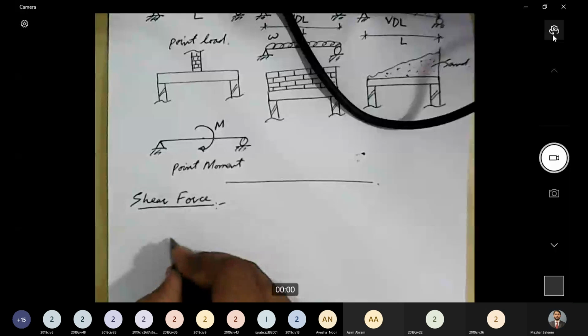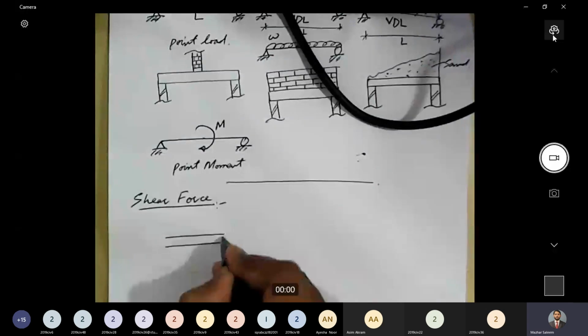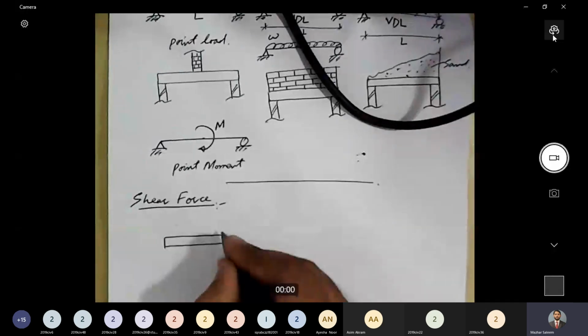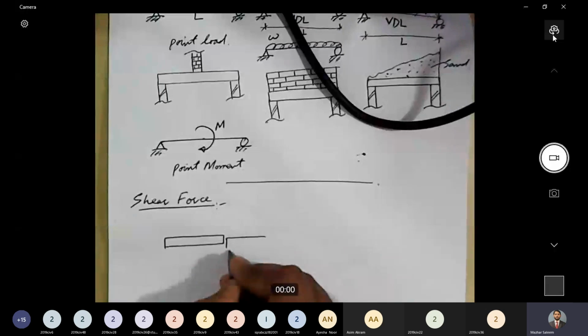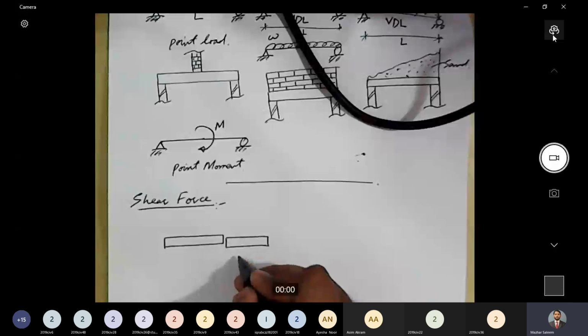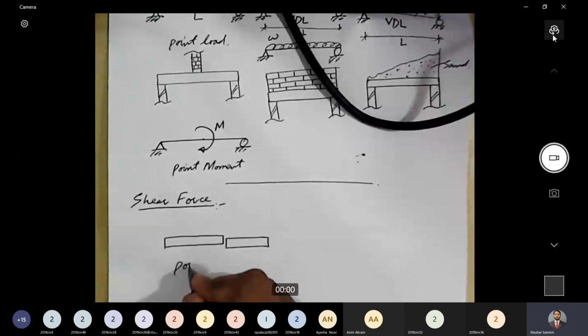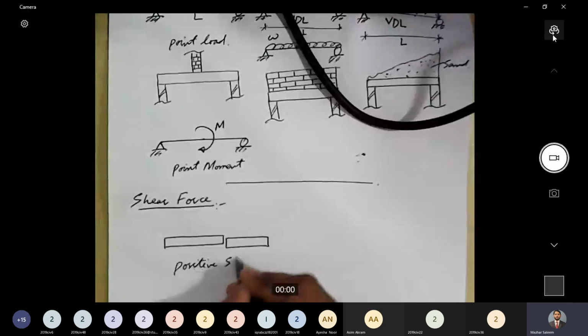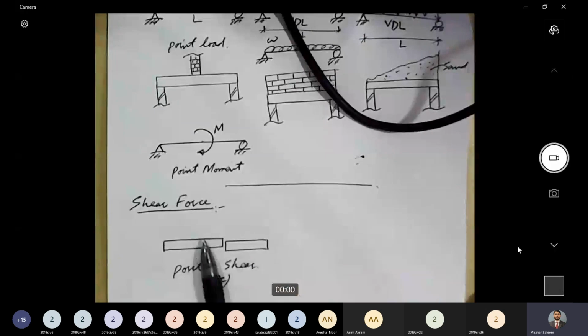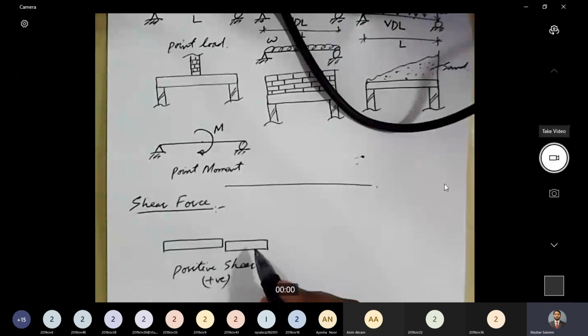What is positive shear force? As I said, shear force is a force which tends to slide one section relative to the other. If this sliding is this way, that the left part has a tendency to move in the upward direction and the right part has a tendency to move in the downward direction, this is termed as positive shear. So this will be our sign convention. If we have the left part of the section moving upward and the right part moving downward, this is termed as positive shear.